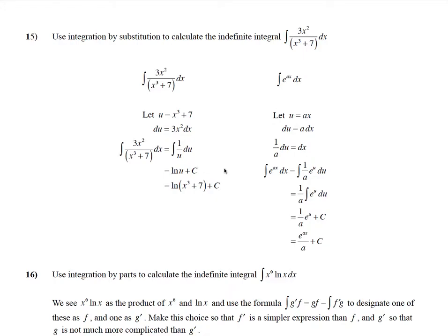Our last two questions, questions 15 and 16, ask us to integrate by substitution and integrate by parts. Integration by substitution is a sort of undoing of the chain rule, and integration by parts is the reverse, or the undoing, of the product rule.